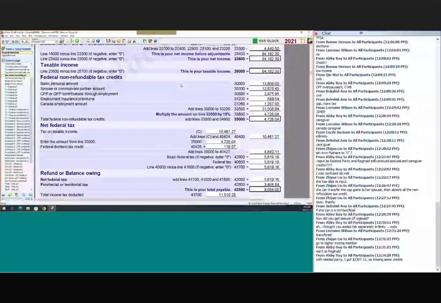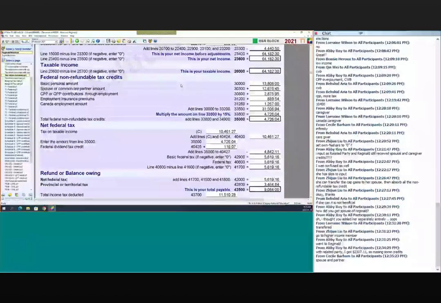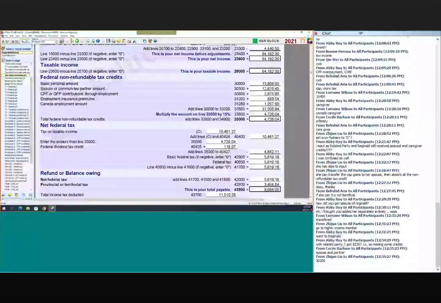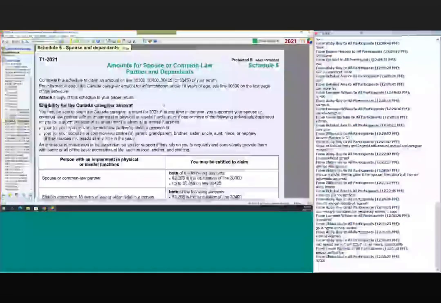Where is the caregiver amount? So he can claim the caregiver amount. Where are we going to see the caregiver amount that Reginald can claim on Ingrid's behalf? Anybody in the chat? Where are we going to see it? Exactly, Cecil. It's going to be Schedule 5. So let's bring up the Schedule 5.